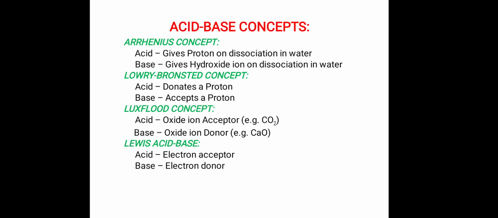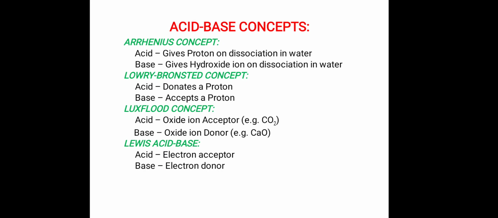The next concept is the Lux-Flood concept. This concept was proposed by Lux and Flood, Lux in the year 1939 and Flood in the year 1947. According to the Lux-Flood concept, an oxide ion acceptor is an acid and an oxide ion donor is a base.